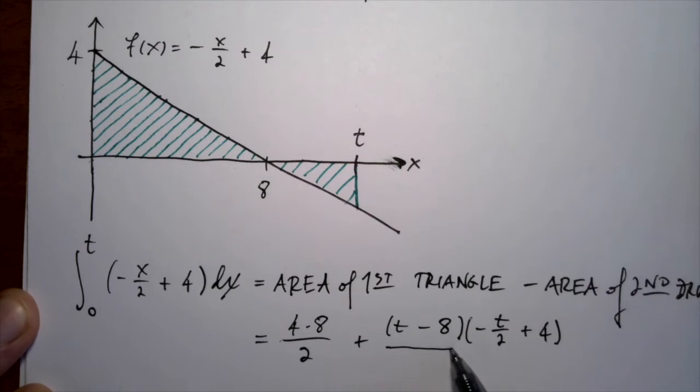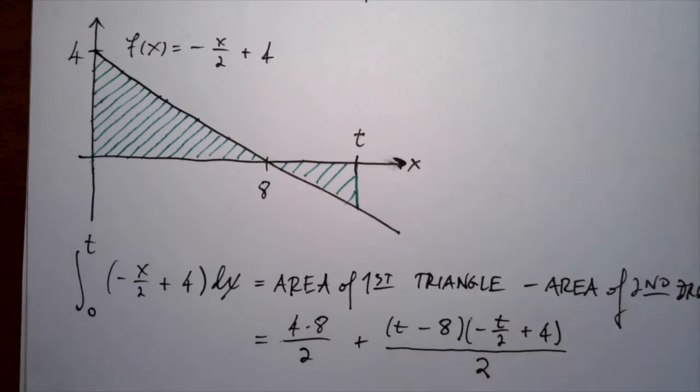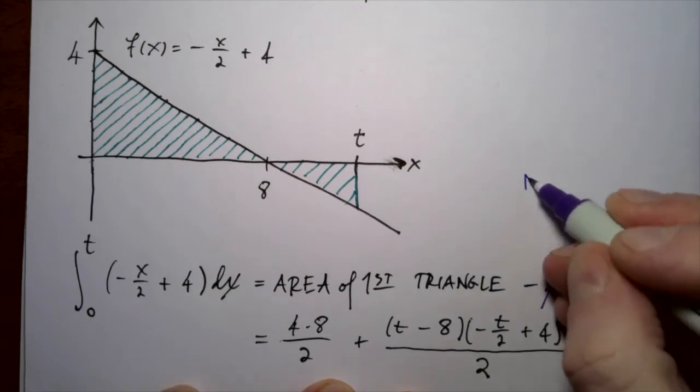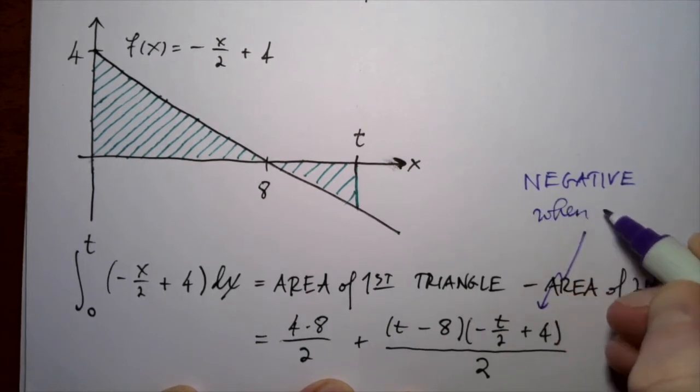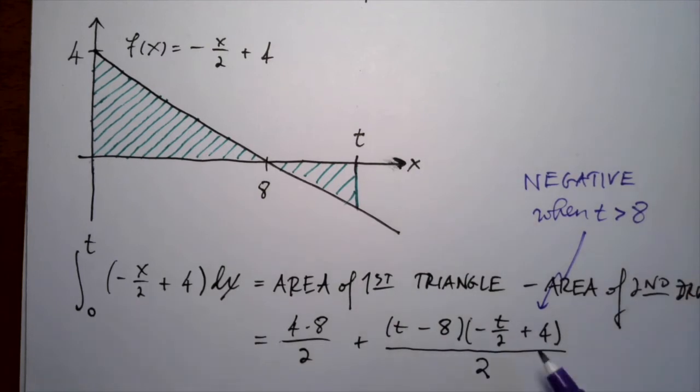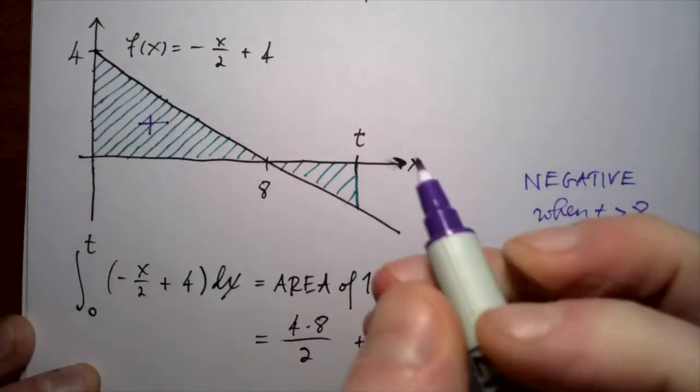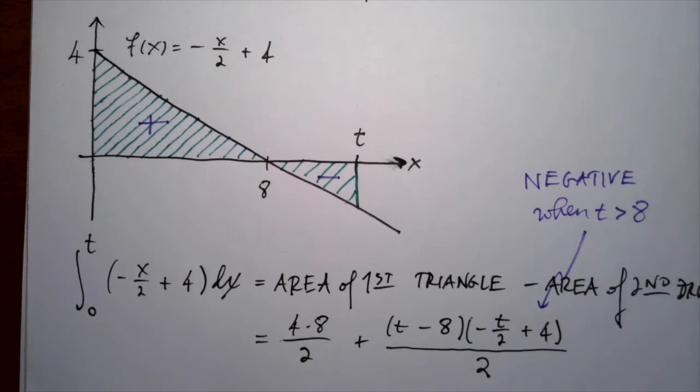And here's a nifty little fact. That's base times height divided by 2, giving us the area of the triangle. But check it out. If you plug in a t value that's bigger than 8, then that term in parentheses, minus t over 2 plus 4, will be negative automatically. That means this formula automatically builds in the minus sign. Because we're using the output of the function in the negative direction, our formula accounts for the fact that this triangle counts with negative area. So remember, when we integrate, everything above the x-axis counts as positive, everything below the x-axis counts as negative.